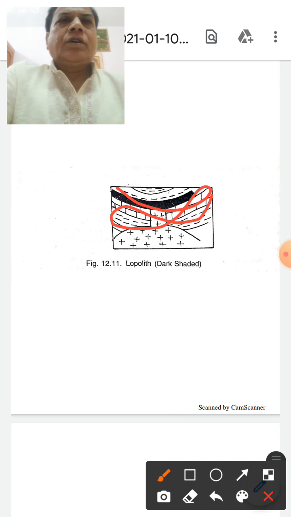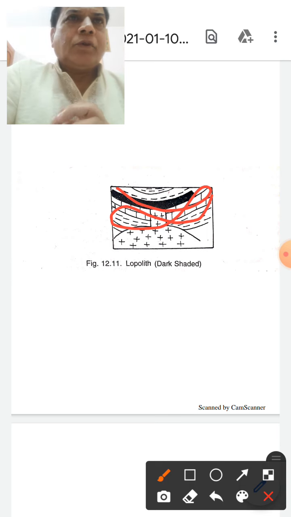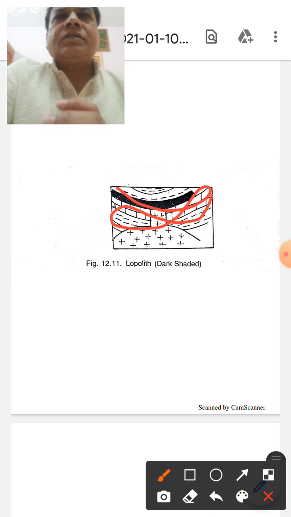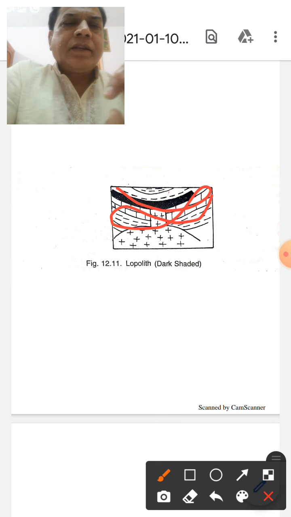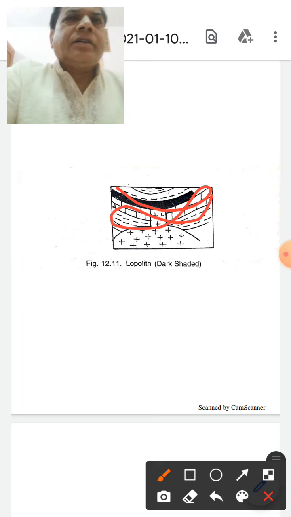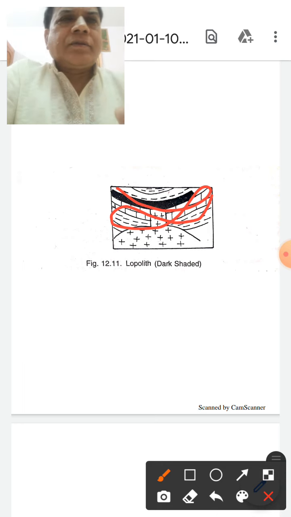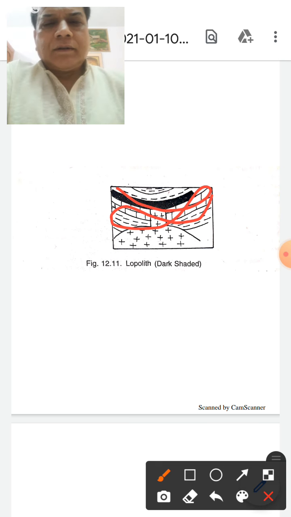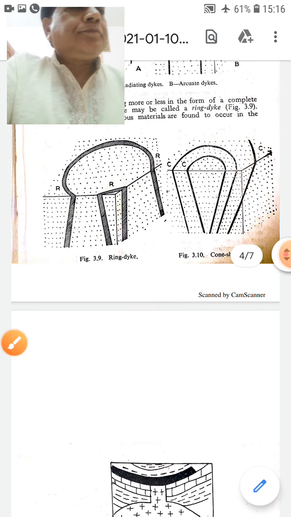It is believed that the formation of the structural basin and the injection of magma are contemporaneous, meaning they are simultaneous. When the formation of the structural basin and the injection of magma are a simultaneous activity, then lopoliths are formed. Now, just like sills, lopoliths may be simple, multiple, complex, or differentiated. The terms have the same connotations as for sills.